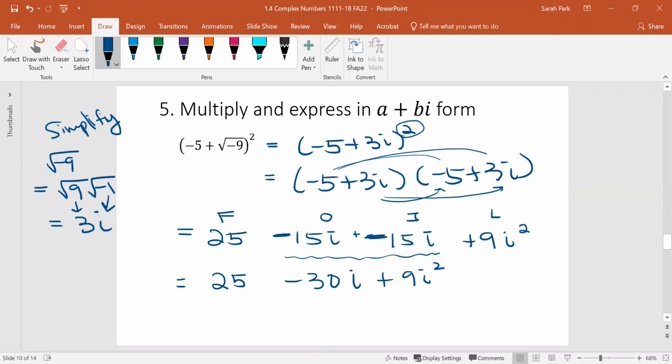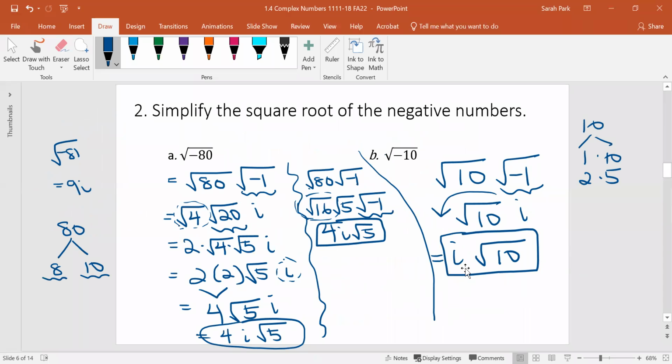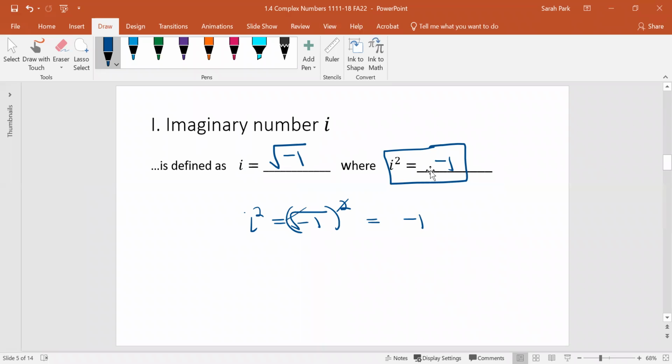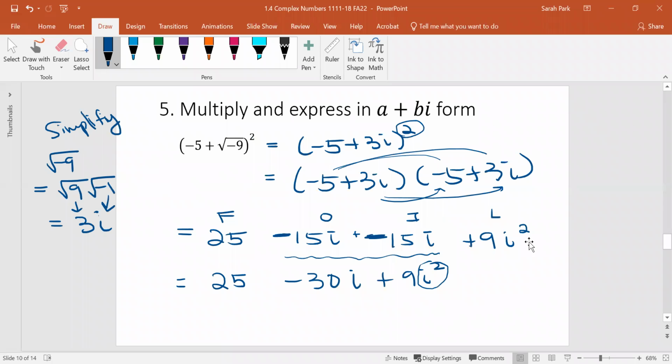Now from here, remember, go back. What was i squared again? Let's go back to the previous page. We have said i squared is negative 1. You have written that down, hopefully boxed somewhere or highlighted. So when we run into i squared, you're going to replace that with negative 1.